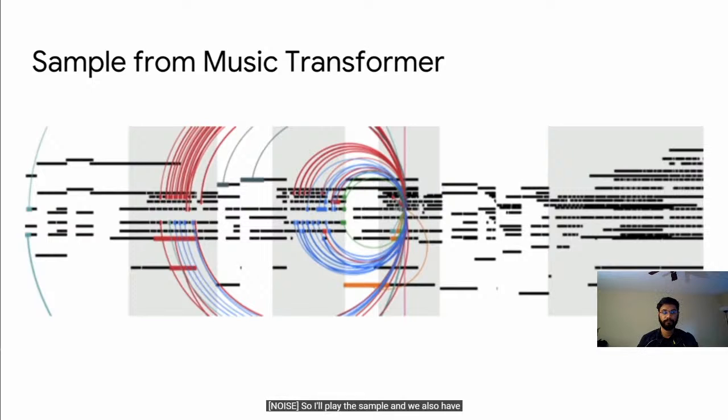out sections. So I'll play you the sample, and we also have a visualization that shows you, as the music is being played, what notes it was attending to as it was predicting that note. And this was generated from scratch. And so the self-attention is from note to note level, or event to event level. So it's quite low level.